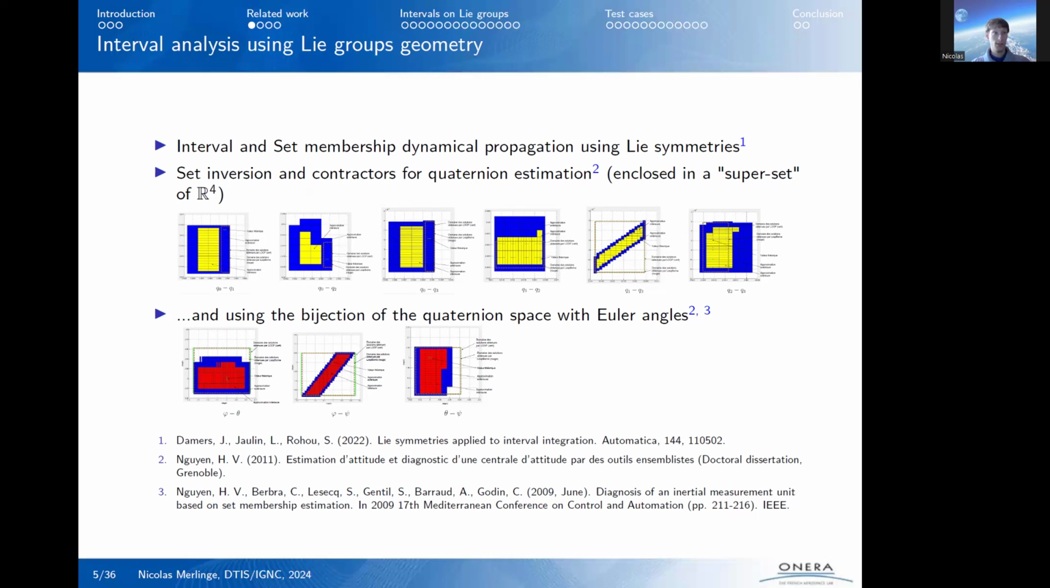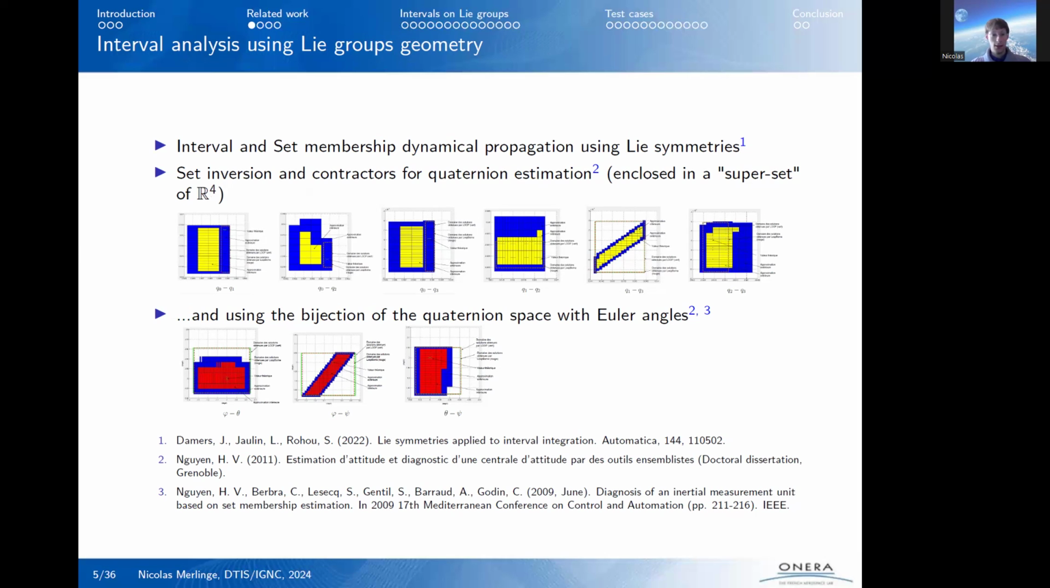So it was done using SIVIA. Here you have some plots in yellow and blue of the solution sets in the quaternions, around the quaternion space. But there are 2 problems to that. First, the problem is solved in a higher dimension than the original problem and the manifold, because here it is solved in 4 dimensions, and the manifold is only 3 dimensions. So it's a bit more complex.